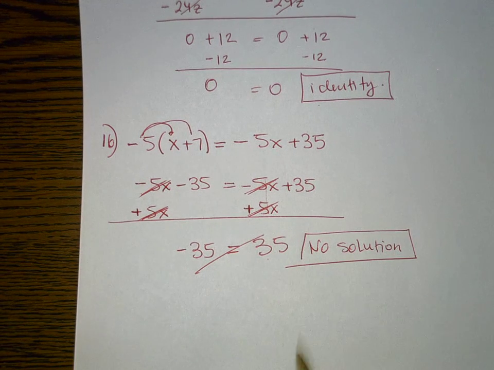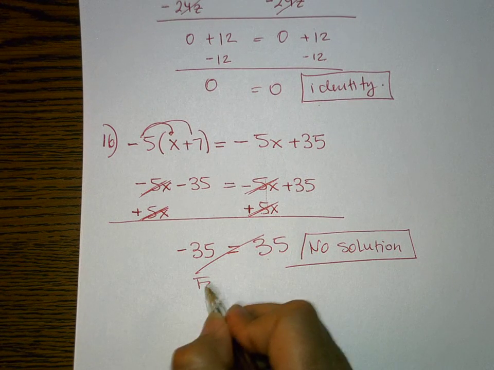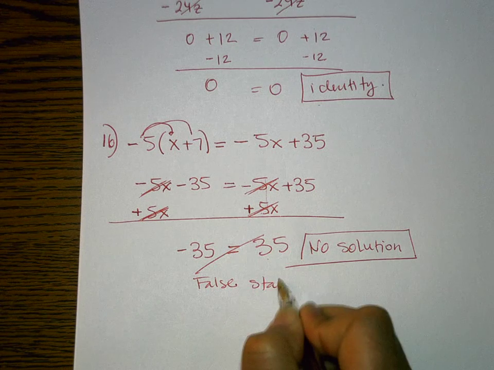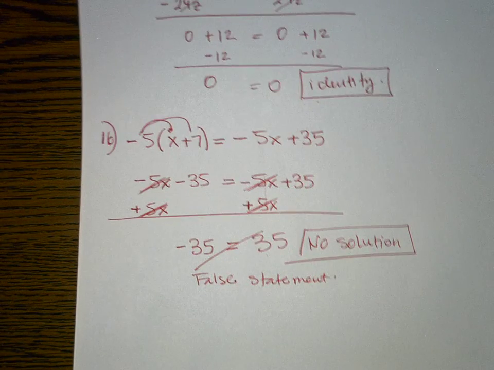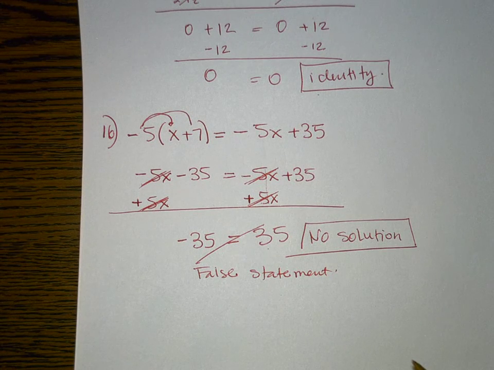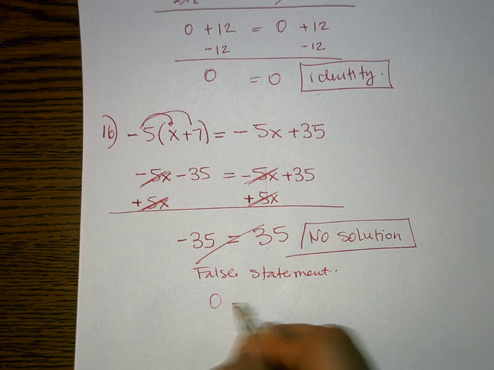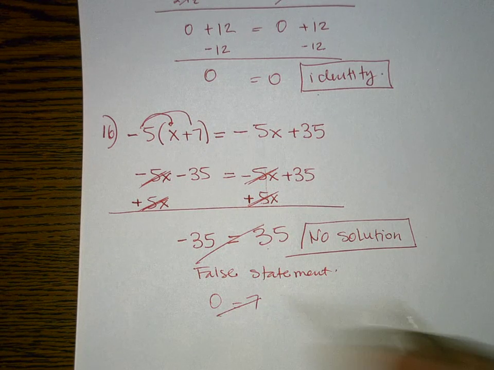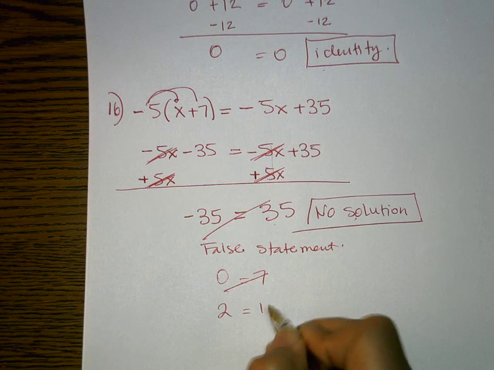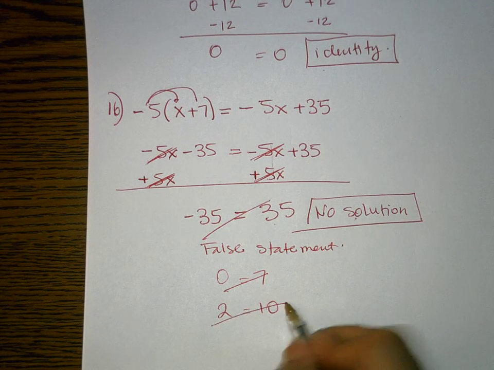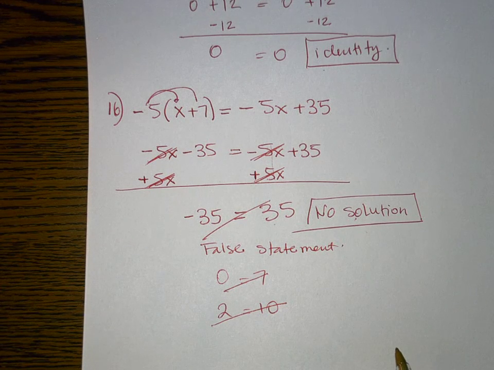Okay, it's a false statement. The false statement could be anything. You could get any sort of false statement, like 0 equals 7. That's a false statement. That's a no solution. You could get 2 equals 10. That is a false statement. That's a no solution. So a no solution may appear as any kind of false statement.